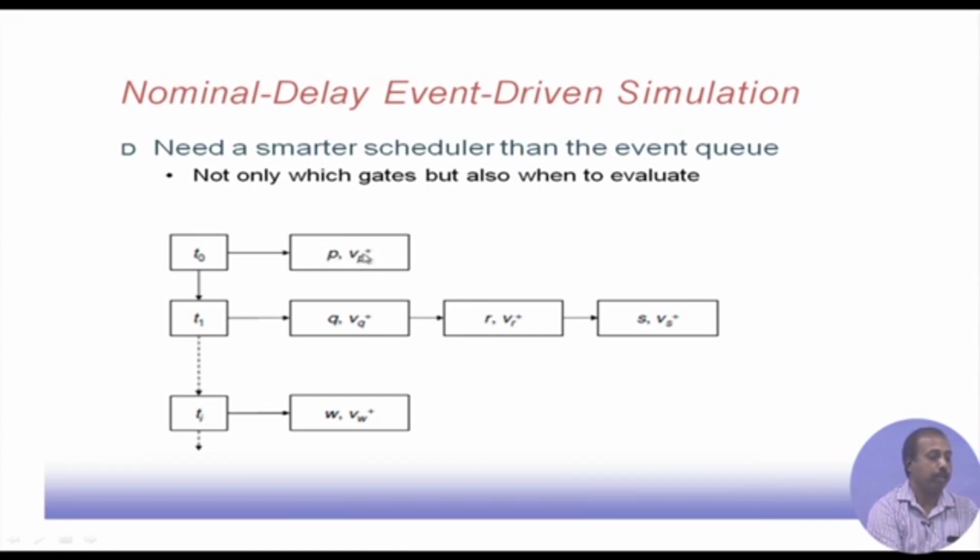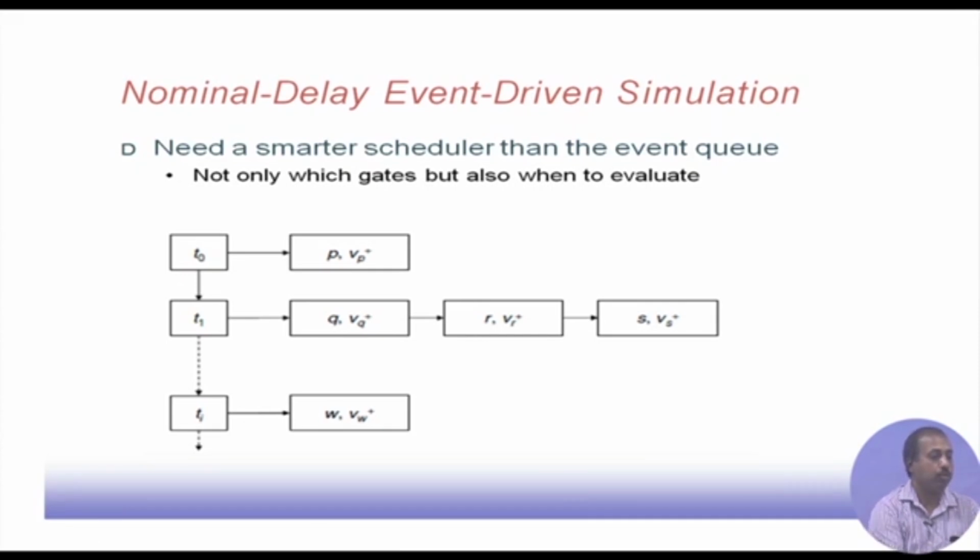So, there is a new value of P in future. At time T0, this evaluation will take place, at time t1. So, we have got 3 changes q, r and s. These are the 3 changes to occur. Their signal values will change to Vq plus, Vr plus and Vs plus that way. So, you see that there is a definite delay associated with the gate.